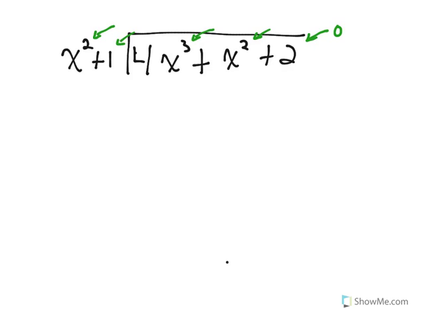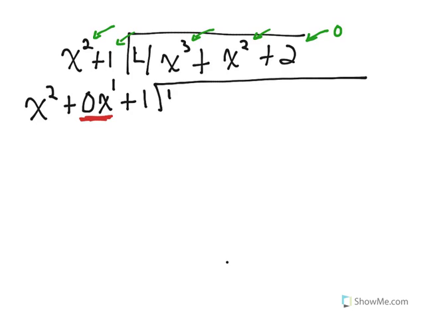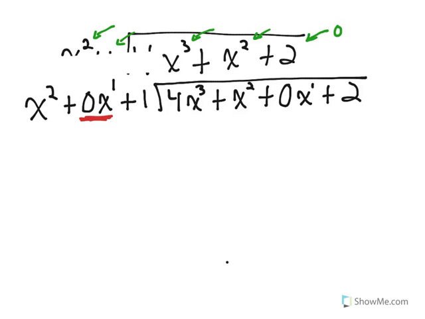In a case like this, we must use what we call a placeholder. So we're going to rewrite this as x squared plus 0x to the first power plus 1. The 0x does not change the value. It just changes the way it looks so that we can perform our calculations. And then we also rewrite underneath the division bracket 4x to the third plus x squared plus 0x to the first power plus 2. We need to have those placeholders in there before we can do our division.